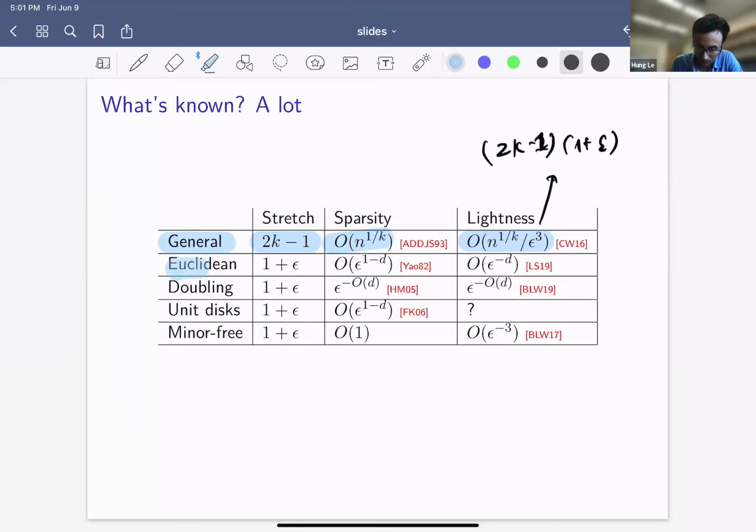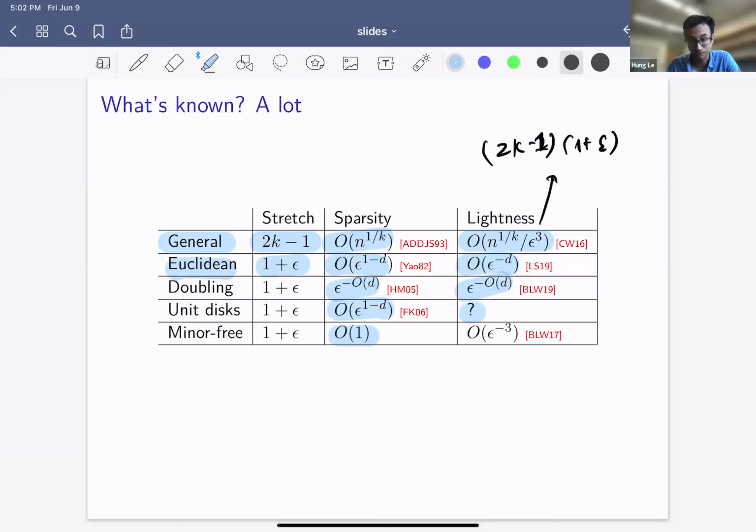For Euclidean space, you can construct a 1 plus epsilon spanner. The stretch is very close to 1 with the sparsity of epsilon^(1-d), which was known in the 80s. And recently we showed that you can get a spanner with lightness epsilon^(-d). The same holds for doubling metrics: the sparsity is epsilon to the minus order d, and thus the lightness is epsilon to the minus order d. For unit disk graphs, we know a very sparse spanner with sparsity epsilon^(1-d), but there's no report in the literature about the lightness.